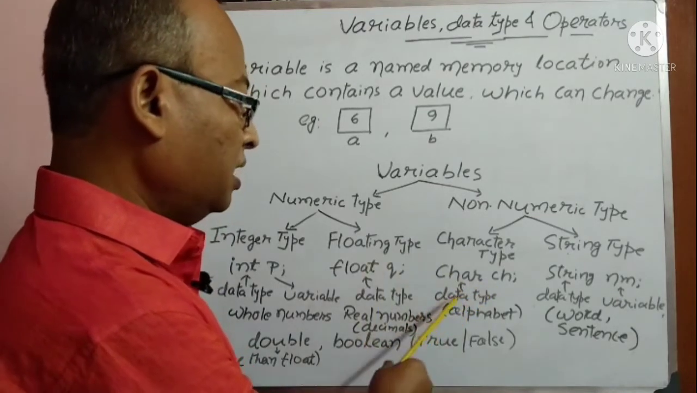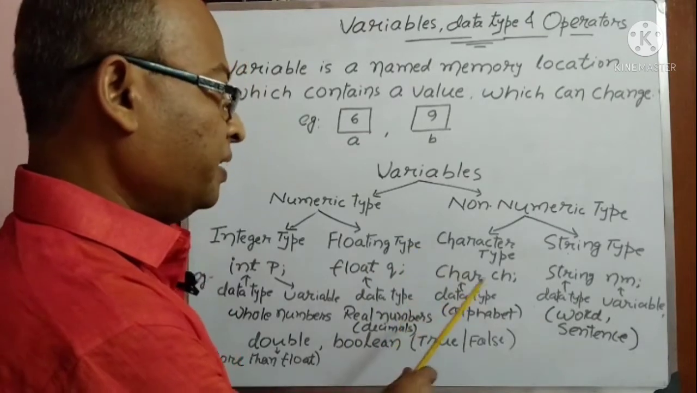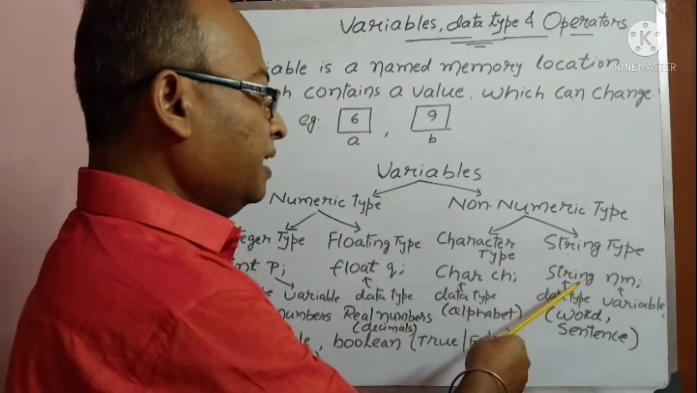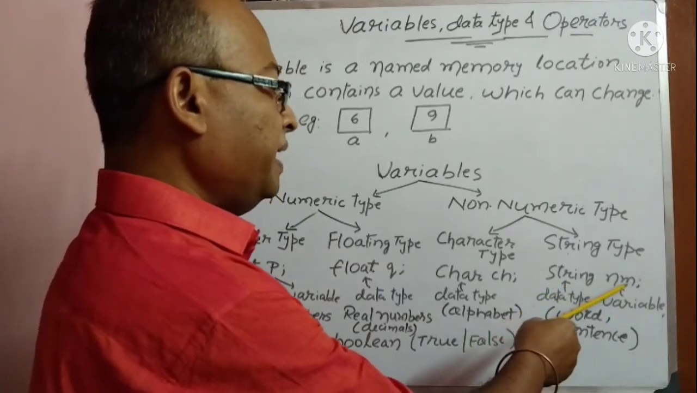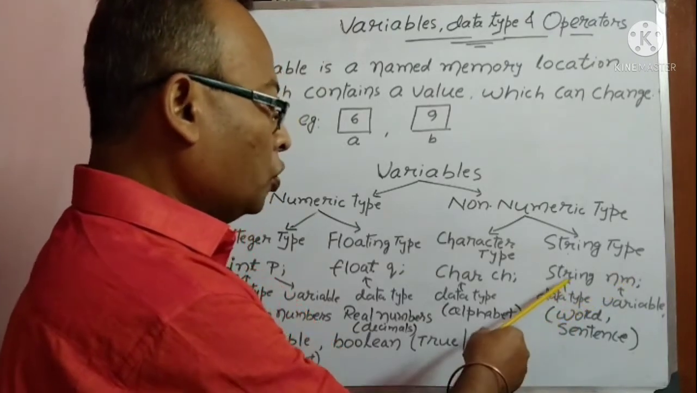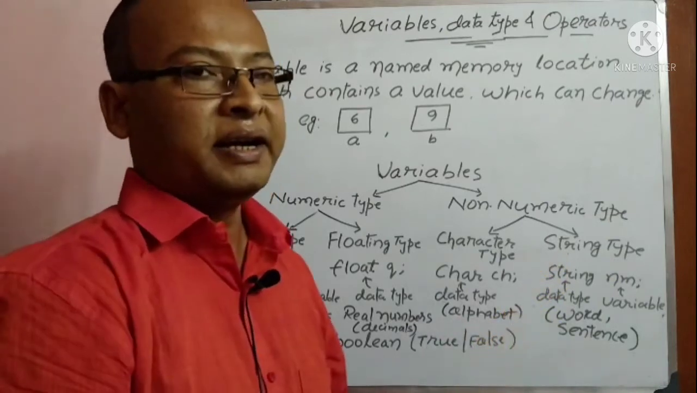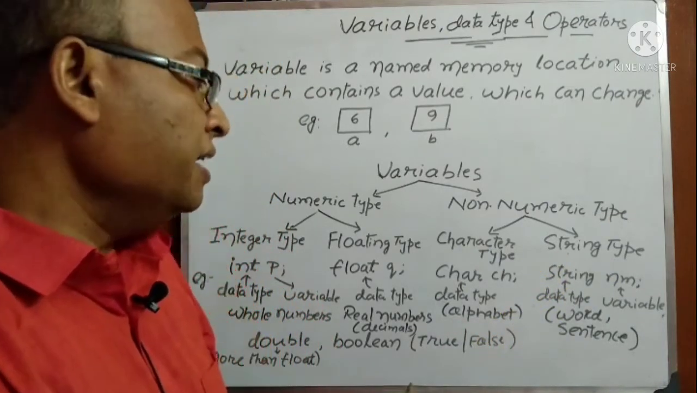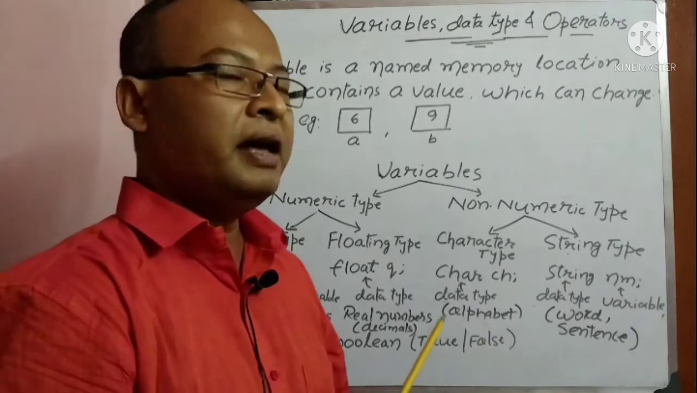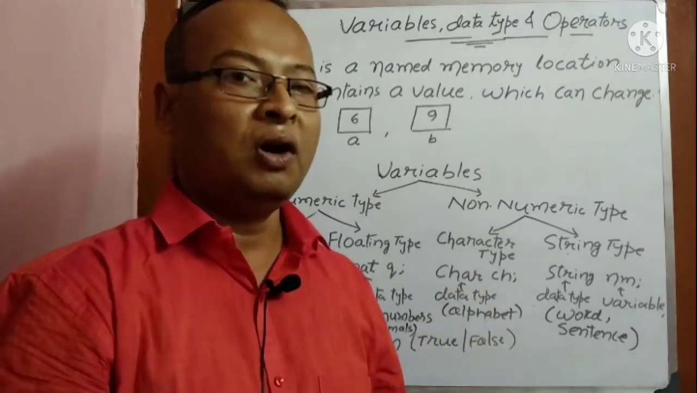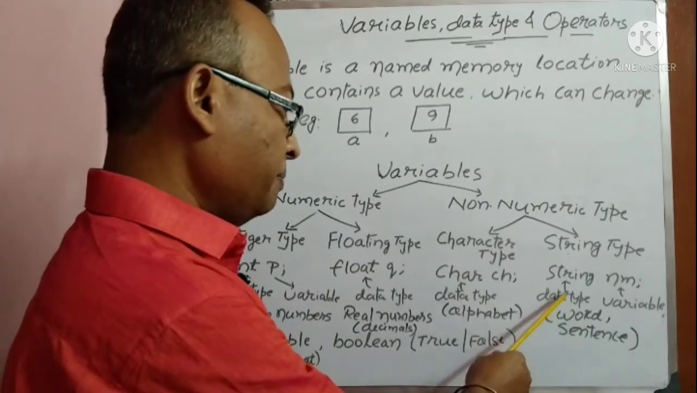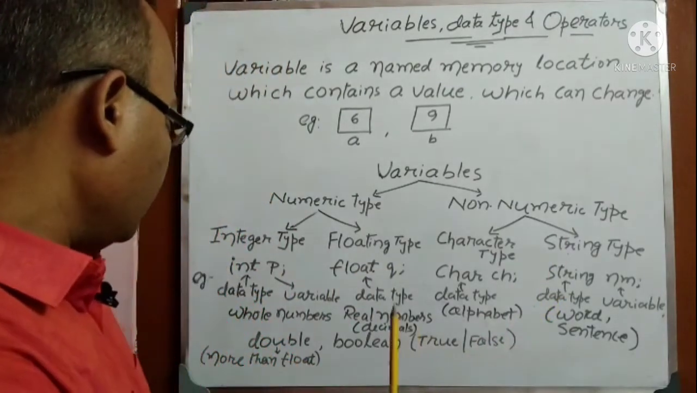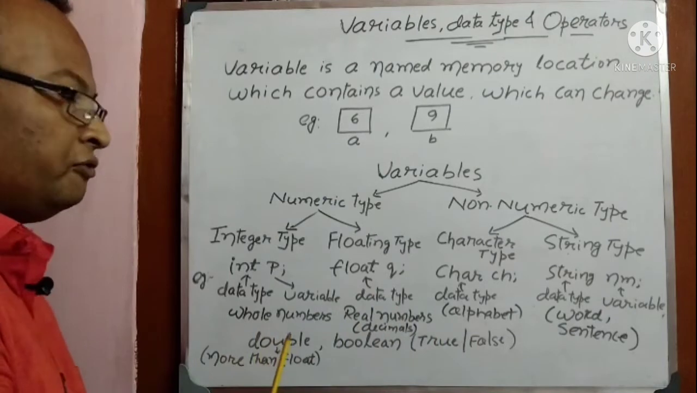And string type, data type is string, and the variable name nm I have taken. So, when will we use string data type? Whenever we are in need of storing more than one character, suppose a word or a sentence, we will use string data type.